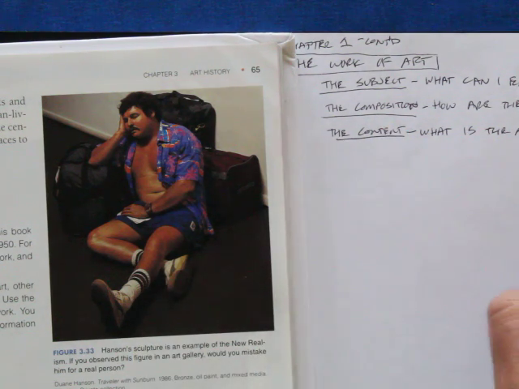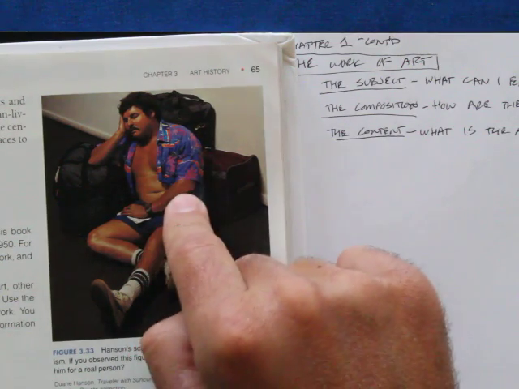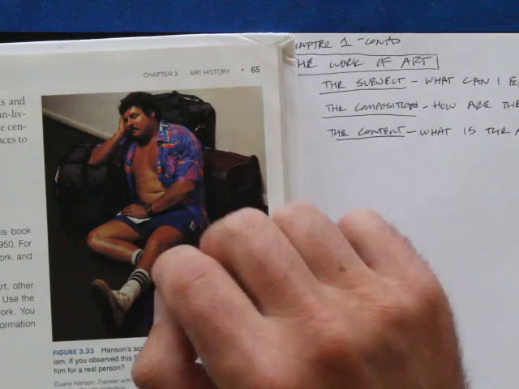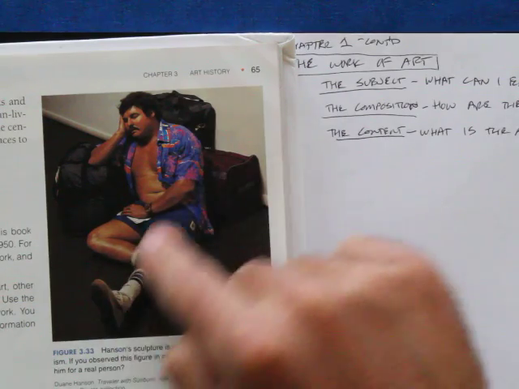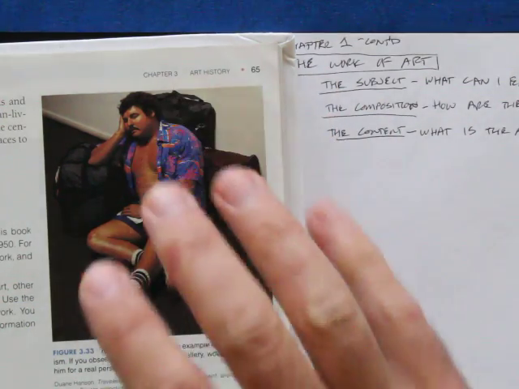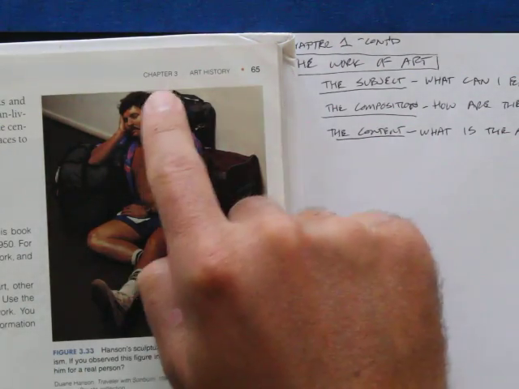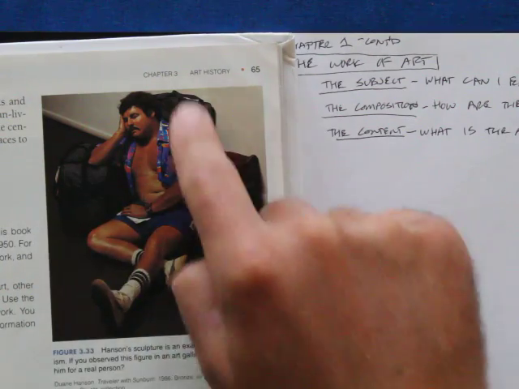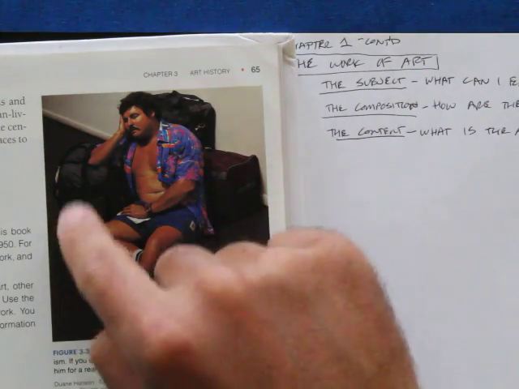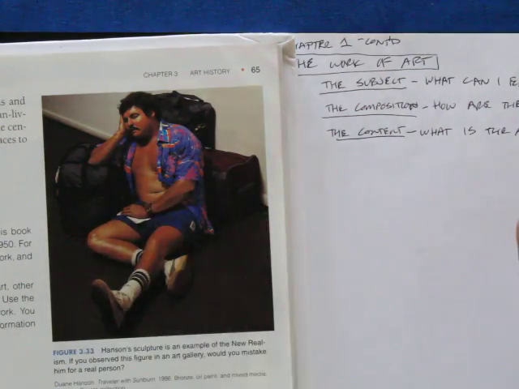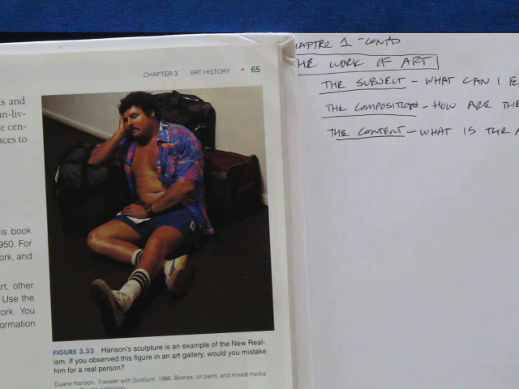Now, the composition, how are the elements organized? So this is a part where you just say, okay, we've got this guy, he's sitting on the floor, he's leaning on his bags, and that's it. Now, there's also kind of this pattern from which the perspective that this was taken. You can see how his arms and legs kind of crisscross each other. And so that's part of the composition. You can see these lines that are crisscrossing each other like that. And that's one way you can talk about the composition as well.